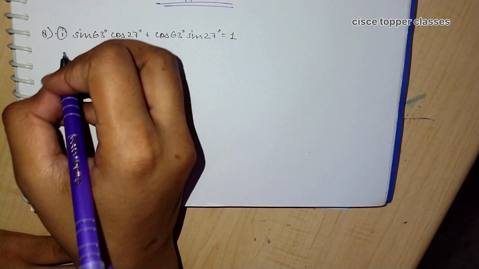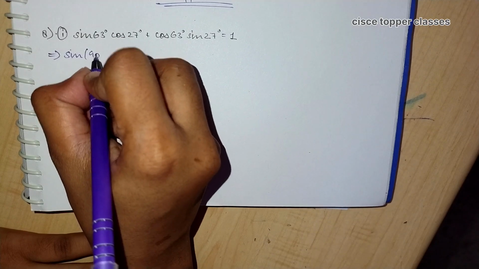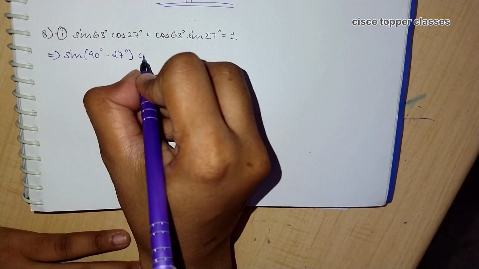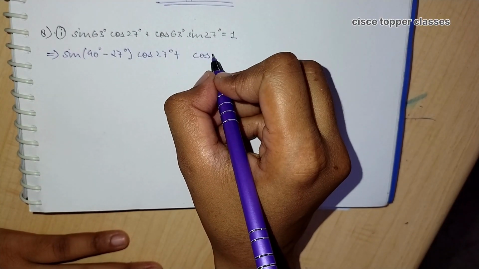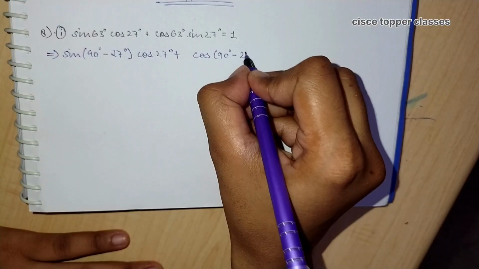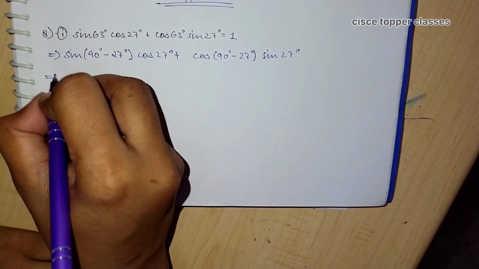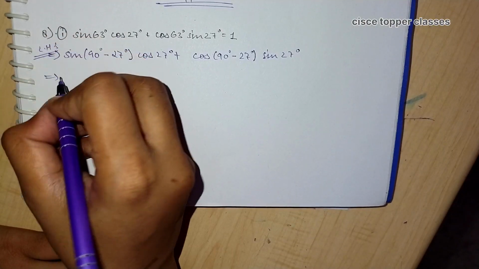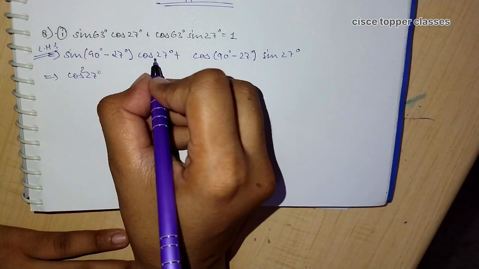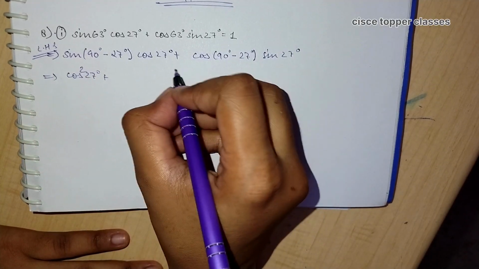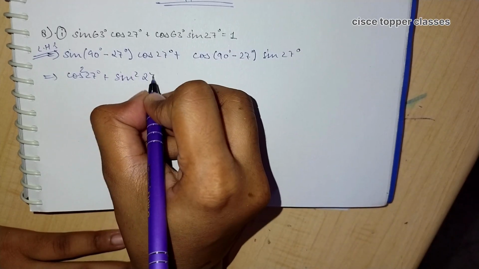Now let us solve your question number 8, first part here. So we can write sine 60 degree as sine (90 minus 27), and here cos 27, plus again here cos, we can write cos (90 minus 27), and here sine 27. So this is the LHS part here. So we can write sine (90 minus theta) as cos theta, which is cos 27 degree. So square of cos 27 degree we can write here, plus cos (90 minus theta) as sine 27 degree, means again sine square 27 degree.